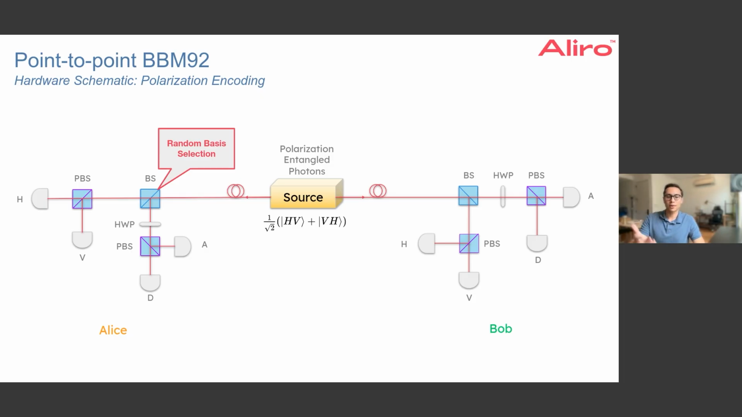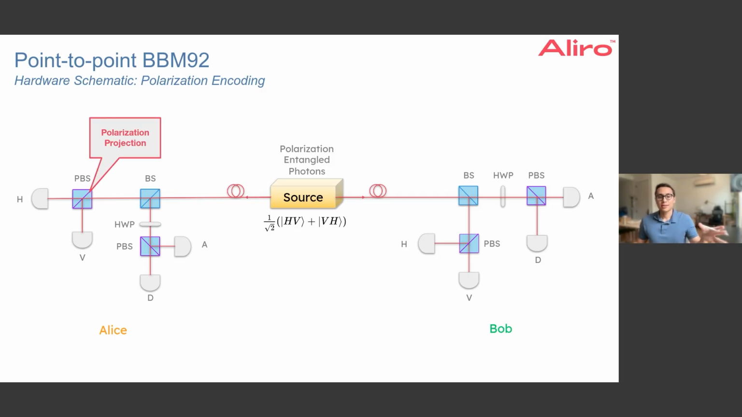I mean, in principle, one can use some kind of random number generator to decide, okay, at this point in time, which basis am I measuring in? That gets more complicated. So with a beam splitter, it's a really nice passive component that does this for us, and it does this random selection.